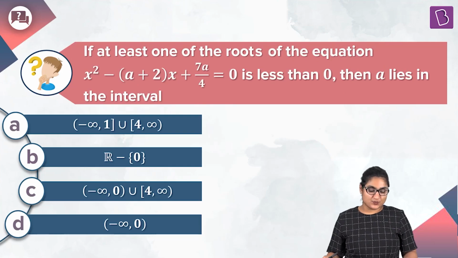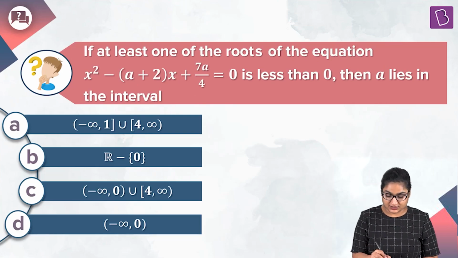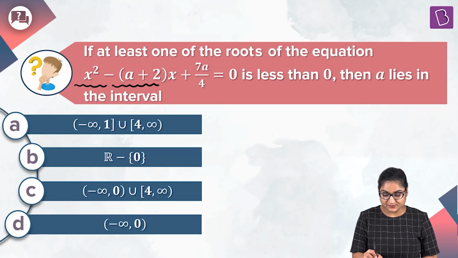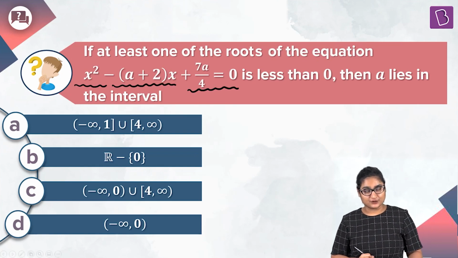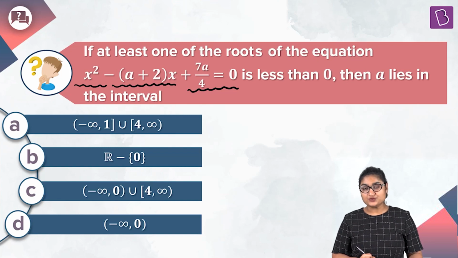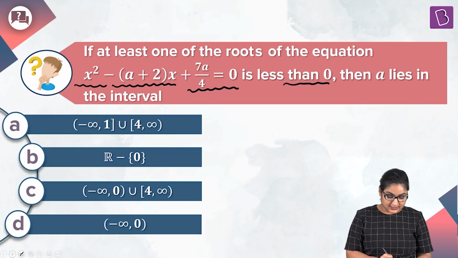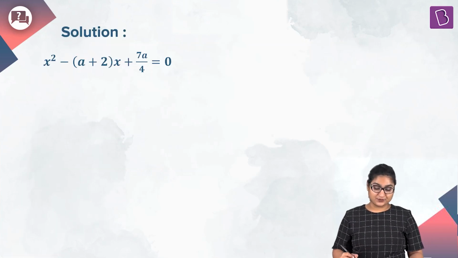So in this question, we have been given a quadratic equation, x square minus (a plus 2) times x plus 7a by 4 is equal to 0. Now we have to find the interval in which a lies if at least one root of the given quadratic equation is less than 0. So this is the quadratic equation given to us in the question.